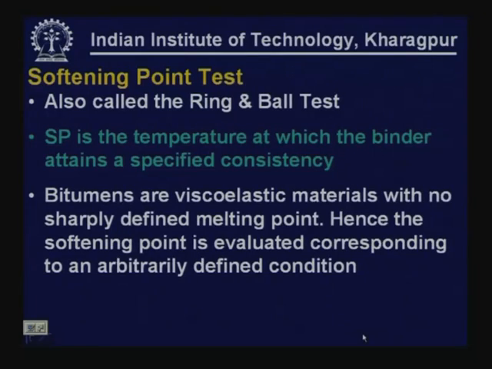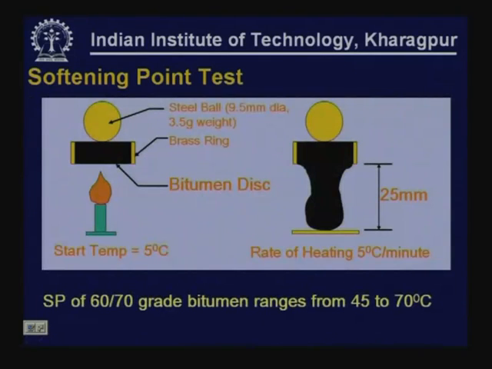Another very important test that is conducted on bituminous binder is the softening point test. This is also called the ring and ball test. Softening point is the temperature at which the binder attains a specified consistency. As we know, bitumens are viscoelastic materials with no sharply defined melting point. Hence, the softening point is evaluated corresponding to an arbitrarily defined condition. What is this defined condition? Let us see in the next slide.